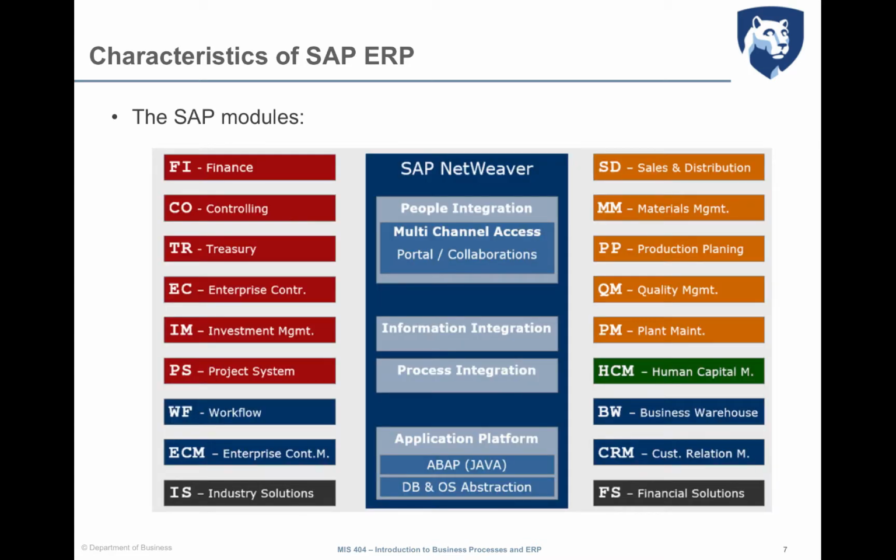If you go a little bit in detail into what we should expect from SAP ERP, we can see these are the modules. We can see the more economic and financial modules on the left part, like finance, controlling, treasury, enterprise controlling, investment management, program system, while on the right we have the supply chain and logistics modules, like sales and distribution, materials management, production planning, quality management, and plant maintenance. And then we have also other types of managerial modules related to business processes, which have been added during the years.